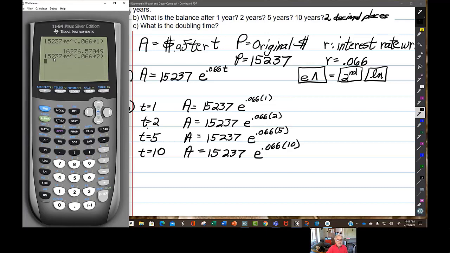And that's all I have to do. Look what I've got. 15,237 times e caret left parenthesis 0.066 times 2 right parenthesis. And those are the same keystrokes that you use even with the updated operating system. Okay, enter. So there are the answers to the first 2.